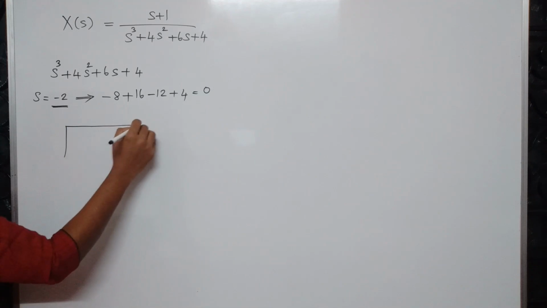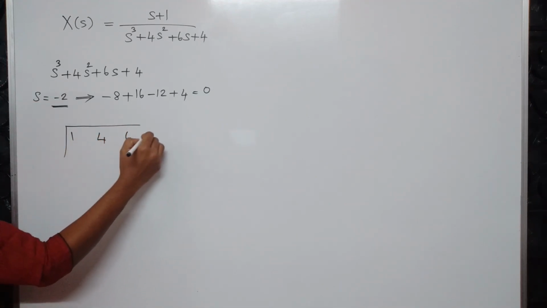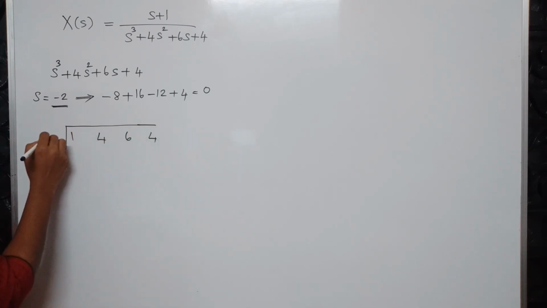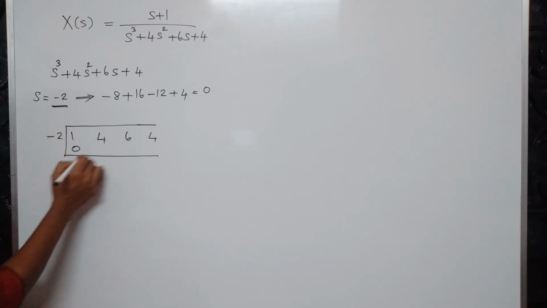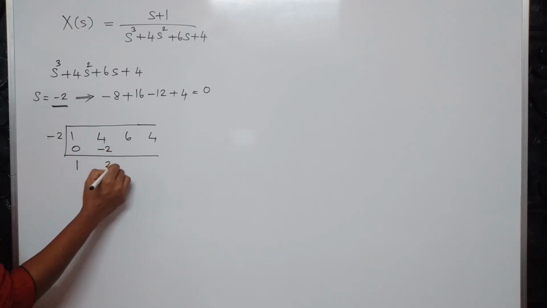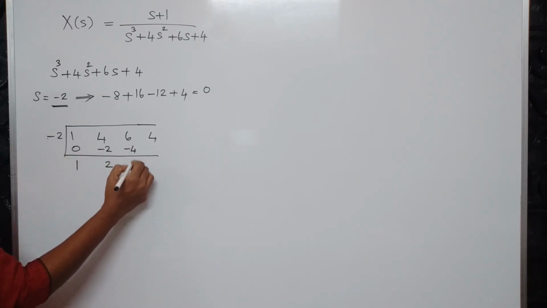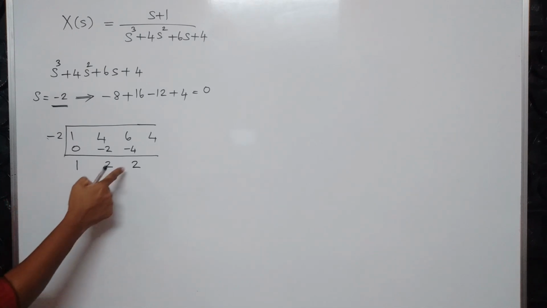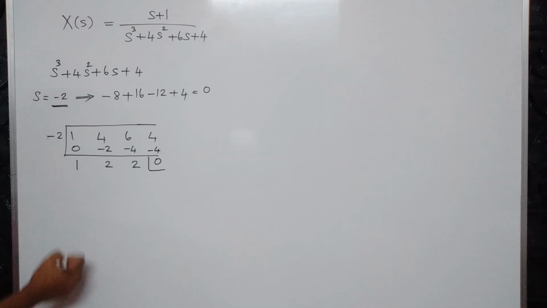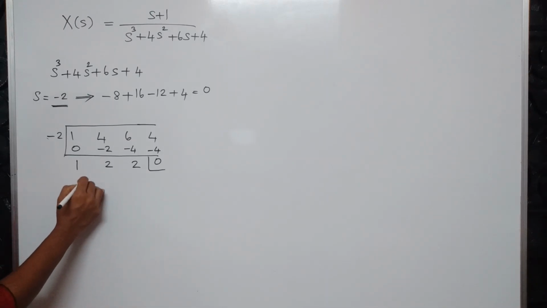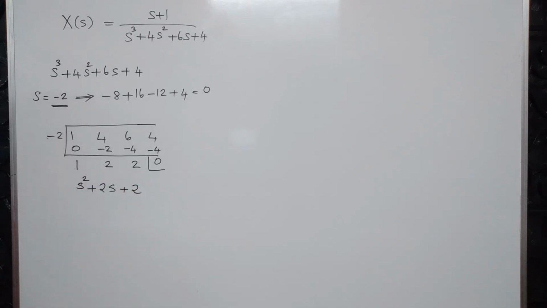Now to find the other terms, this is 1, 4, 6 and 4, with minus 2. 1 into minus 2, 4 minus 2 is 2, 2 into minus 2 is minus 4, 6 minus 4 is 2, 2 into minus 2 is minus 4, this is 0. So this can be written as s squared plus 2s plus 2.